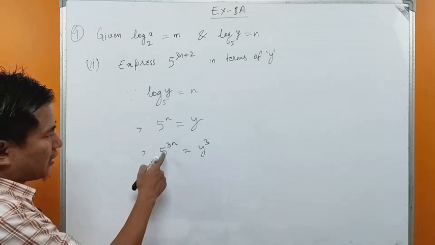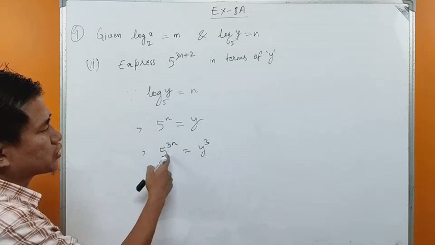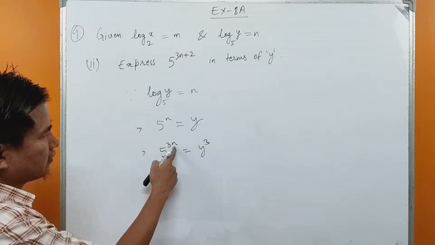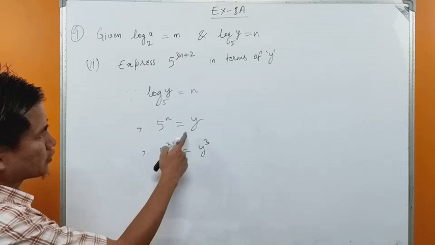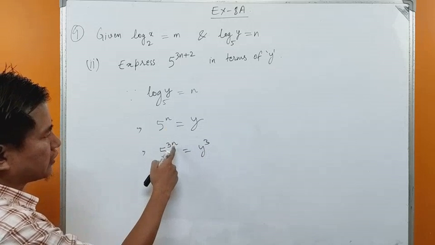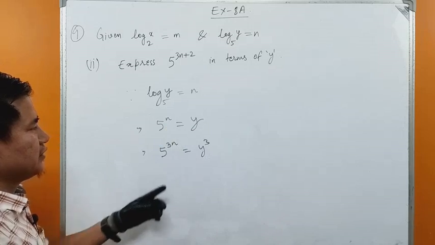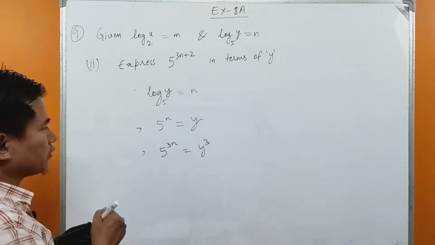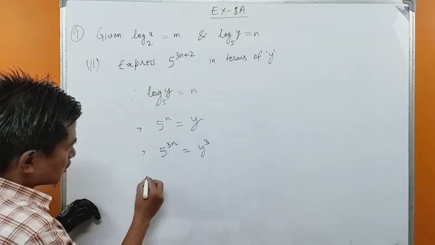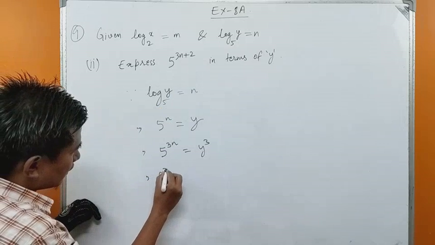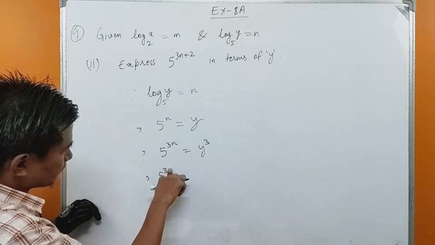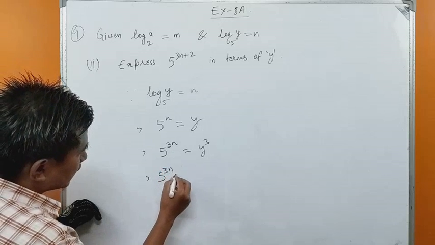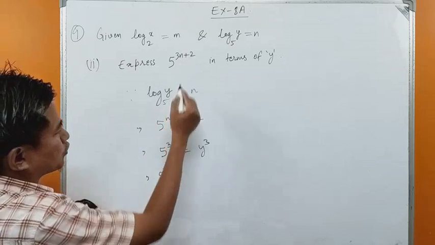So here I am cubing both sides of this equation, okay. 5 cube, n was already there, so y cube, n was already there, so I write n here, because we need 5 to the power 3n plus 2, isn't it? So we need plus 2 as well. So this means 5 to the power 3n, into plus 2. We need plus 2.